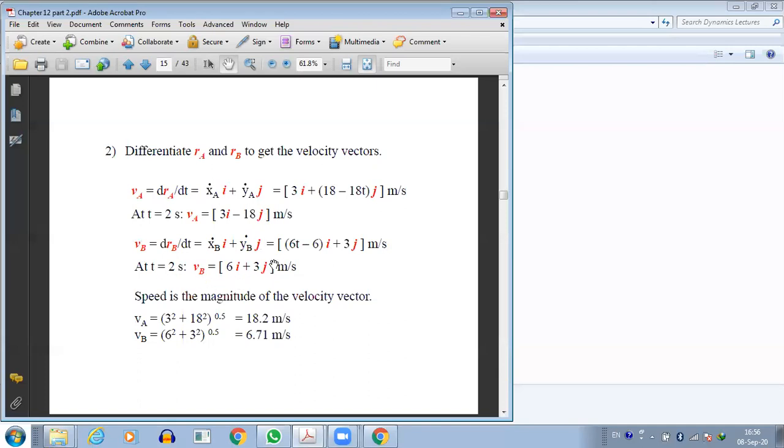So once you have these, you need to find the magnitude of the speed. So VA and VB you can get. It is 18.2 meters per second and 6.71 meters per second. I mean, this problem was actually very easy. I don't see any difficulty in the problem. If anybody feels that they do not understand any part of the solution, let me know.